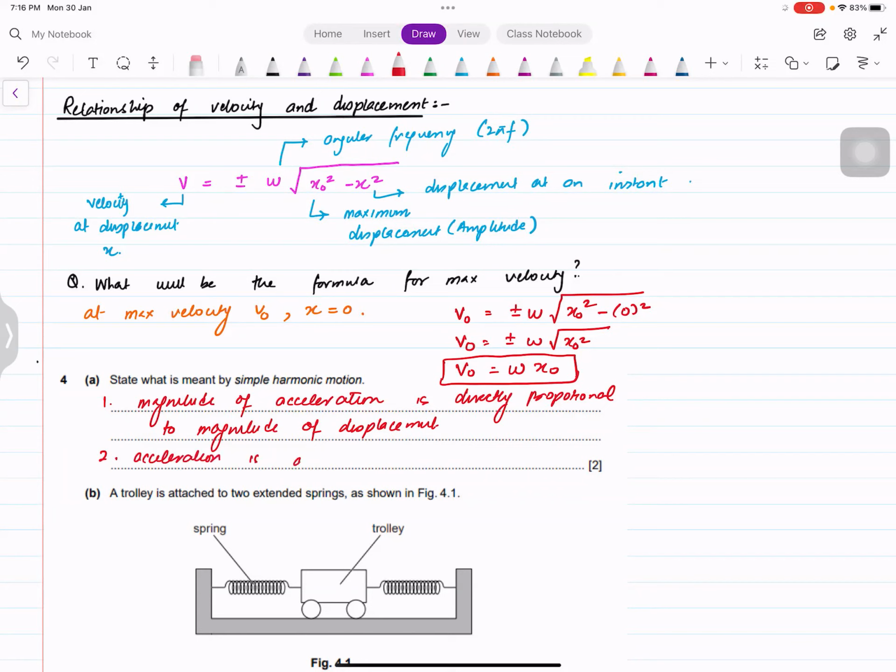And then you always write that acceleration is always directed towards equilibrium. You can either write that or you can write that acceleration and displacement are always in the opposite directions. Both are actually correct. All right. Any questions, please let me know.